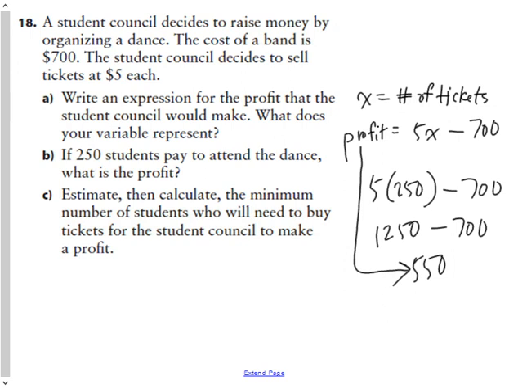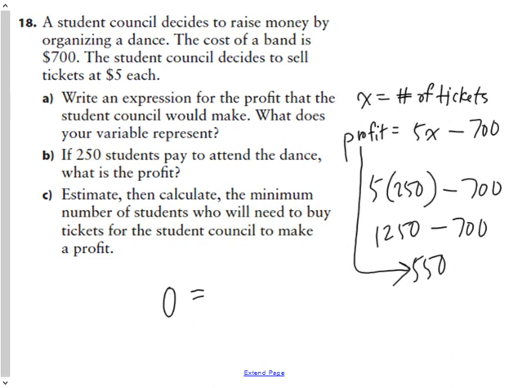And finally, it says estimate, then calculate the minimum number of tickets students will need to buy for a students' council to make a profit. So a $0 or a $1 profit, we'll call it, right? So in order for a $1 profit to be given, or to break even, we'll say $1 as being the minimum. Or let's say, should we say $1? Well, let's just say $0.